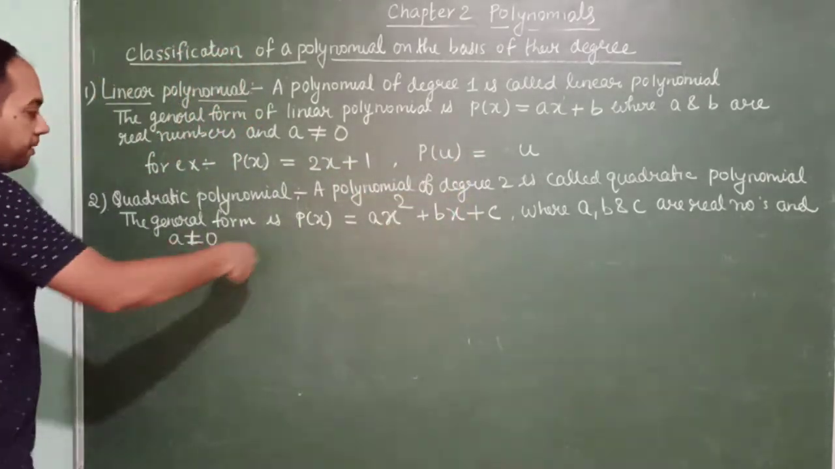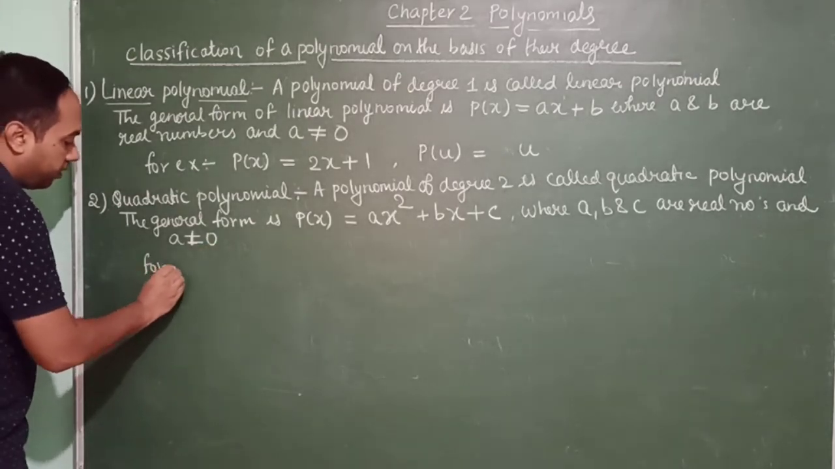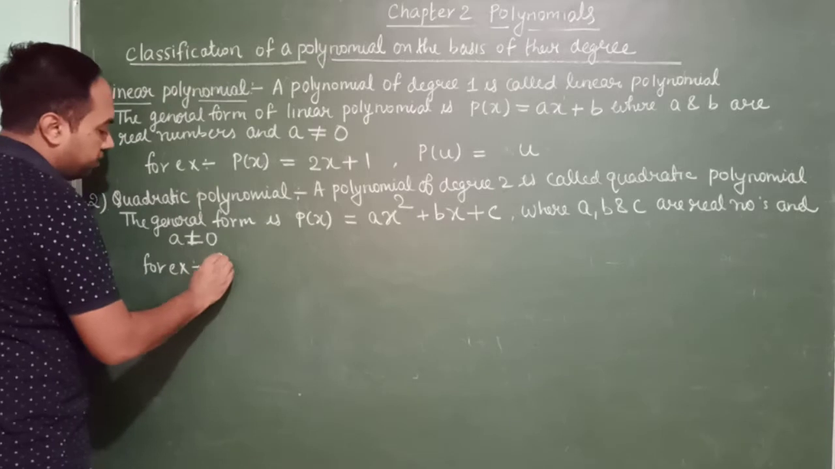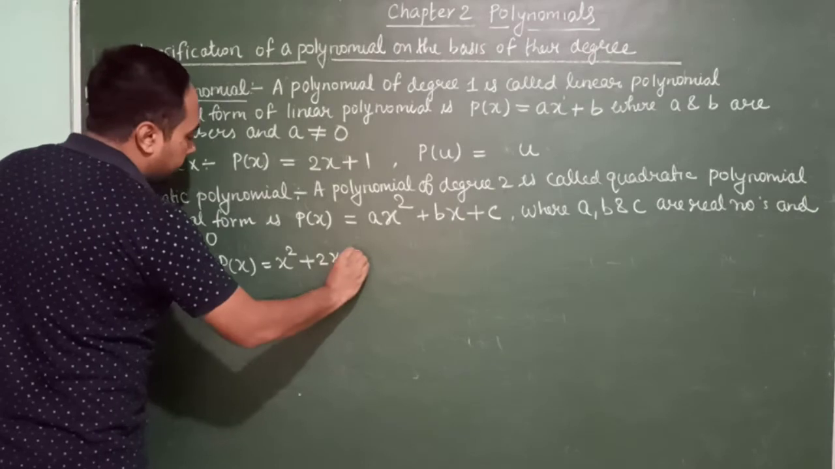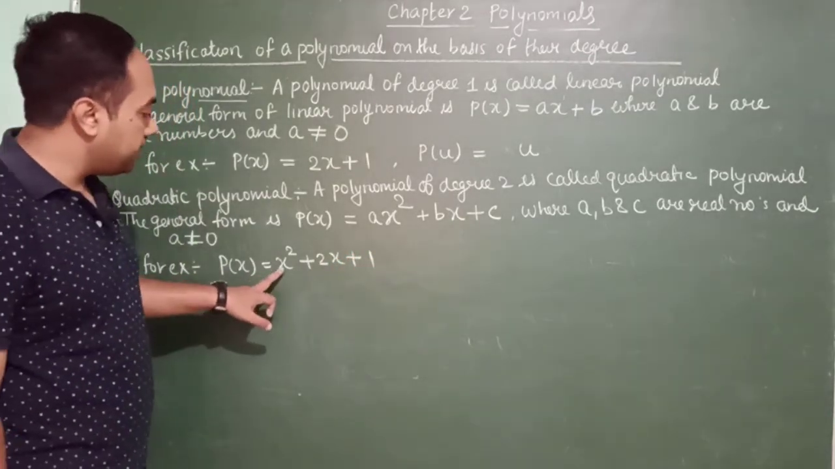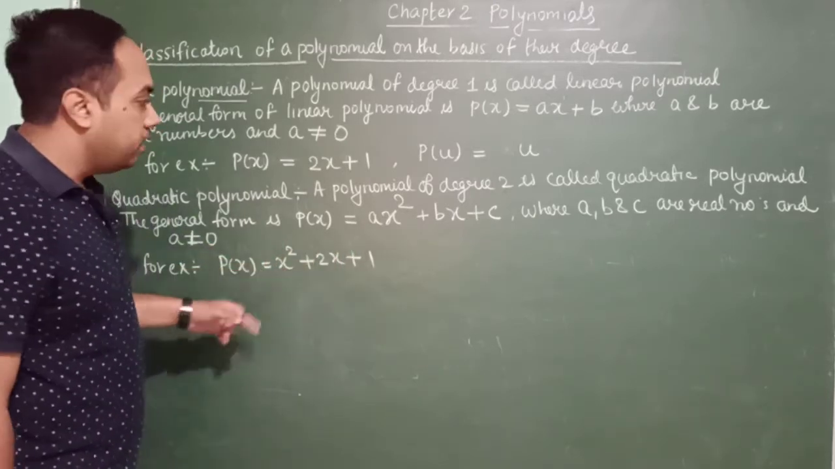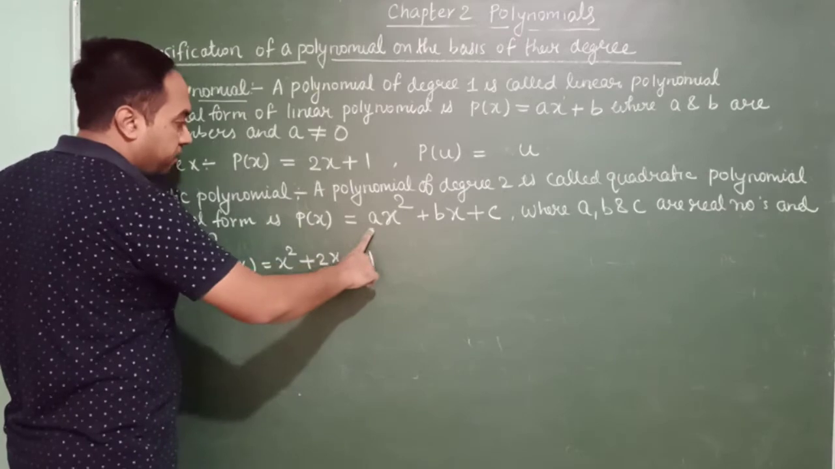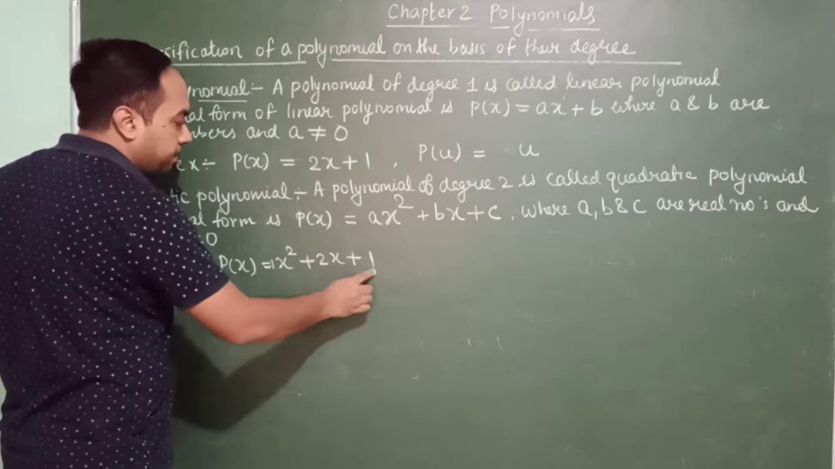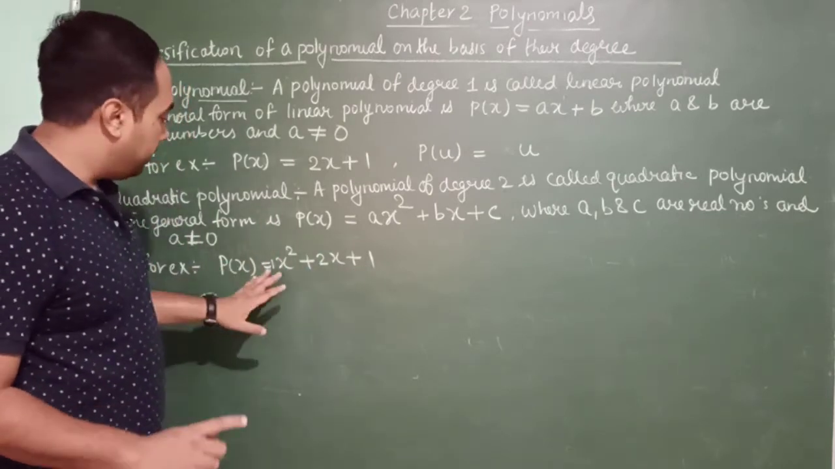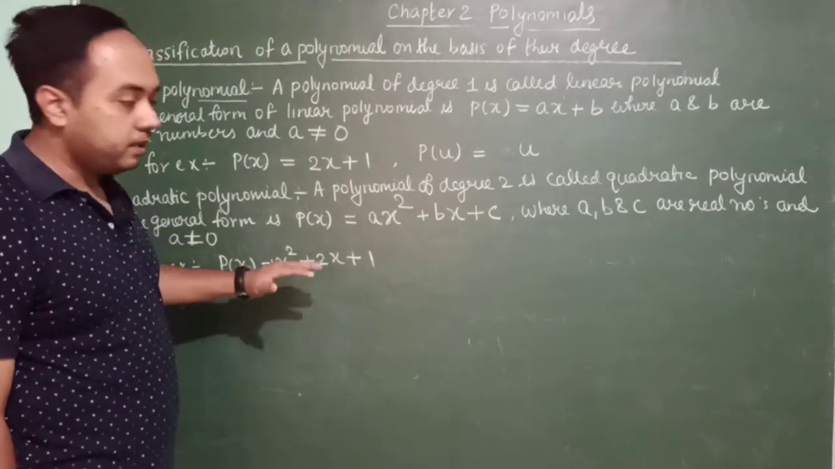Okay. Now let's see examples of quadratic polynomials. For example, if I write, suppose the first one is p(x) = x² + 2x + 1. The first thing is, see, what is the highest degree of x over here? 2. So this means this is a quadratic polynomial. Correct. Now see here the general form ax² + bx + c. So over here this is a quadratic polynomial, and how many terms does it have? 3 terms. This means this example is a trinomial.